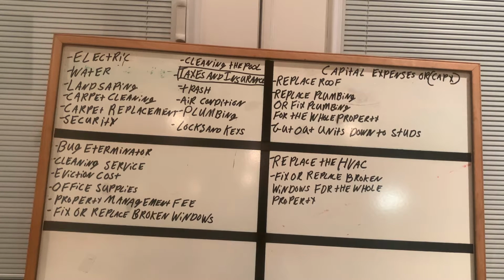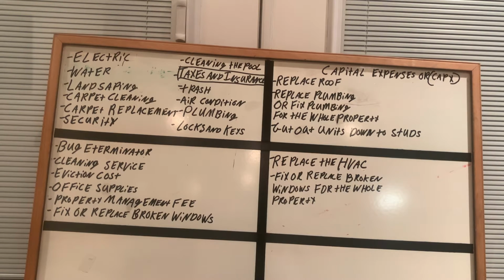Now on the other side, we have capital expenses, or CapEx. Capital expenses are when you're going to replace the whole roof of the building. This is stuff that doesn't happen on a month-to-month or day-to-day basis. General expenses are what it costs to operate the building on a month-to-month basis.